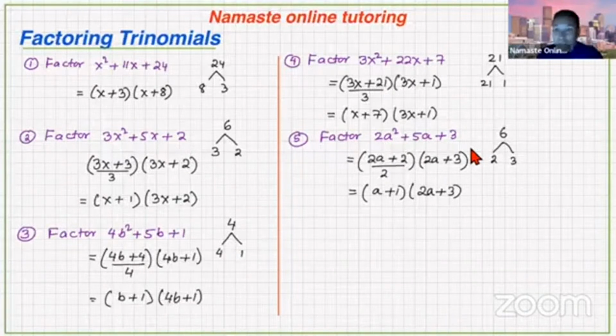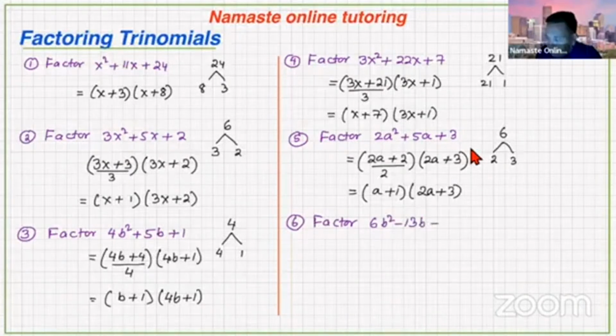I hope everything is going fine so far. So let's look at the last example. Here we go. Say, for example, we have a question: factor 6b squared minus 13b plus 3. So now we have a negative number there, because in all of the examples that we have done so far, there are no negatives. But here in this one, we have a negative. So we have to be a little bit careful here. But the process is the same. So you can see we need to multiply the leading coefficient with the constant. So if we do that, it will be 6 times 3.